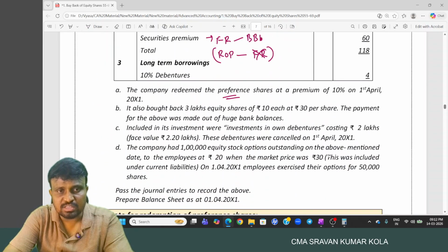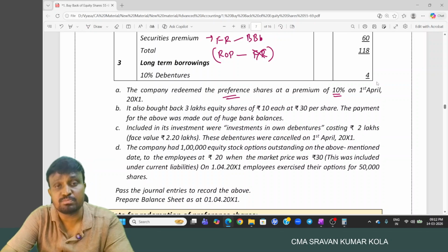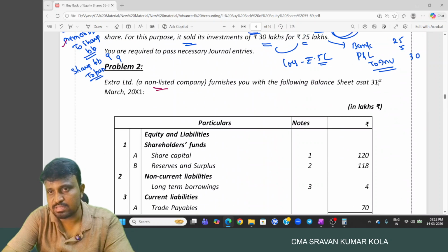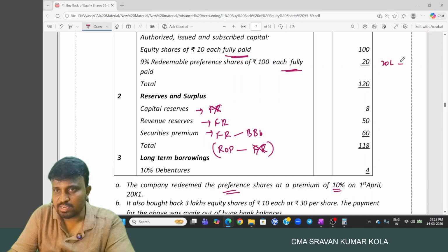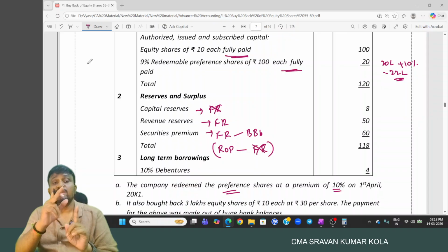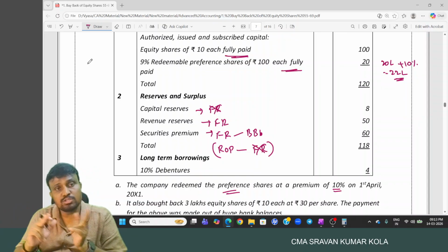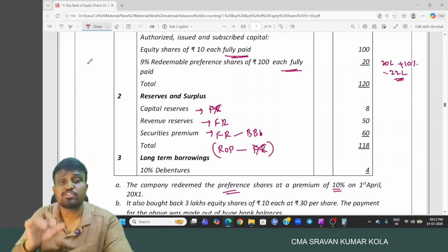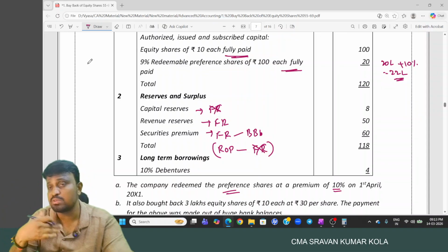Okay. Based on this, the first one: the company redeemed preference shares at a premium of 10%. The preference shares are 20 lakhs, so with 10% premium, it is 22 lakhs. What are the entries to be recorded? First, 9% redeemable preference share capital account debited 20 lakhs, premium on redemption of preference shares 2 lakhs, to preference shareholders 22 lakhs. And for payment, preference shareholders account debited to bank. And security premium account debited to premium on redemption of preference shares, or profit and loss account debited to premium on redemption of preference shares.